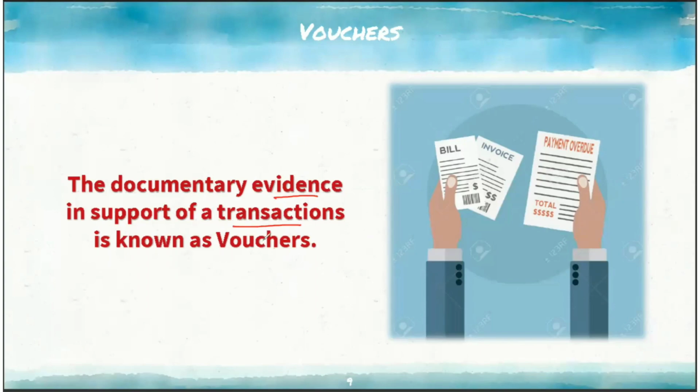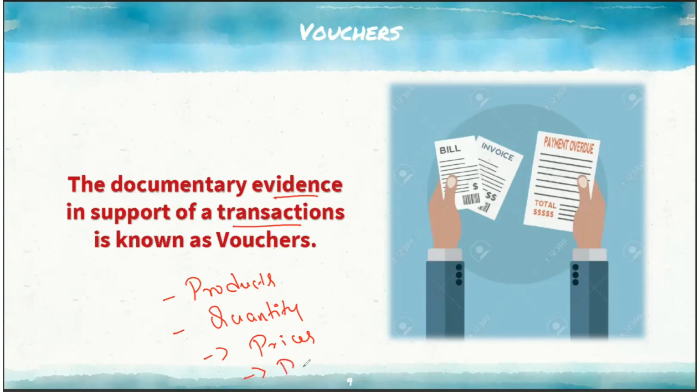Now, what do you see in that bill? You will see the product you have purchased, what type of product you have purchased. Second, how much quantity you have purchased, what is the price of those products, and the date when you have purchased. So all the details you can see in the bill. That is evidence that the transaction happened on that particular day, how many products we have purchased, what the quantity is, and what total price we have paid. Everything is given in that bill. So it is documentary evidence saying that the transaction has happened.